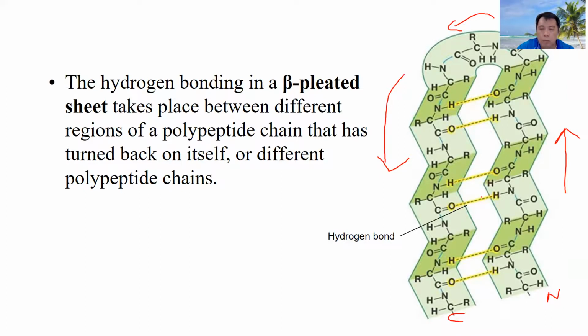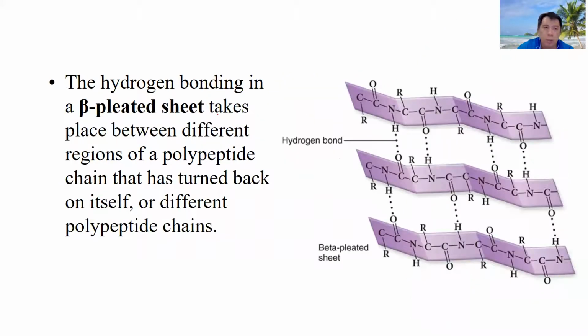The hydrogen bonds can be formed, or the beta pleated sheet can form, from the same polypeptide or from a different polypeptide. The important thing is that the two regions of the polypeptide chains run in parallel. So this is what we can see, and it's very easy to see. It can be the same polypeptide or different polypeptides.